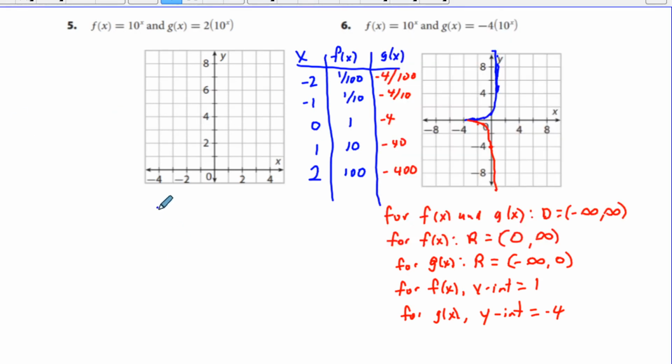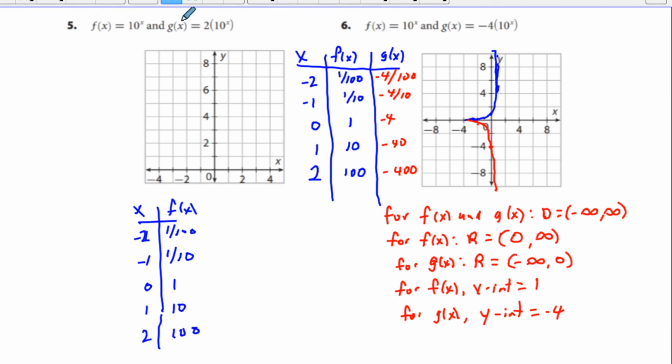I'm going to just go ahead and put this down here. So we'll put x, f of x. And it's to the 10th power, so it's the same as that last one we did for number 8. So we have negative 2, negative 1, 0, 1, 2. And then our output values are 1 100th, 1 10th, 1, 10, and 100.